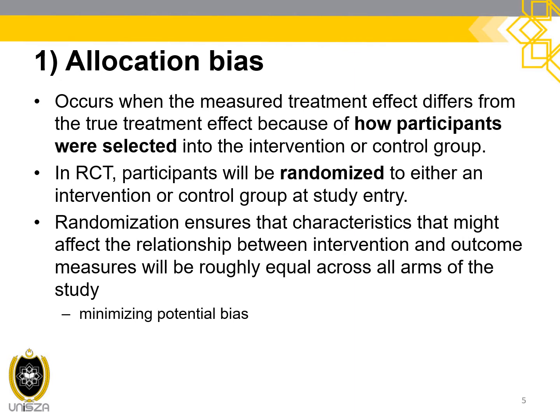Allocation bias occurs when the measured treatment effect differs from the true treatment effect because of how participants were selected into the intervention or control group. In RCT, participants will be randomized to either an intervention or control group at study entry. Randomization ensures that characteristics that might affect the relationship between the intervention and outcome measures will be roughly equal across all arms of the study. Therefore, this minimizes potential bias.